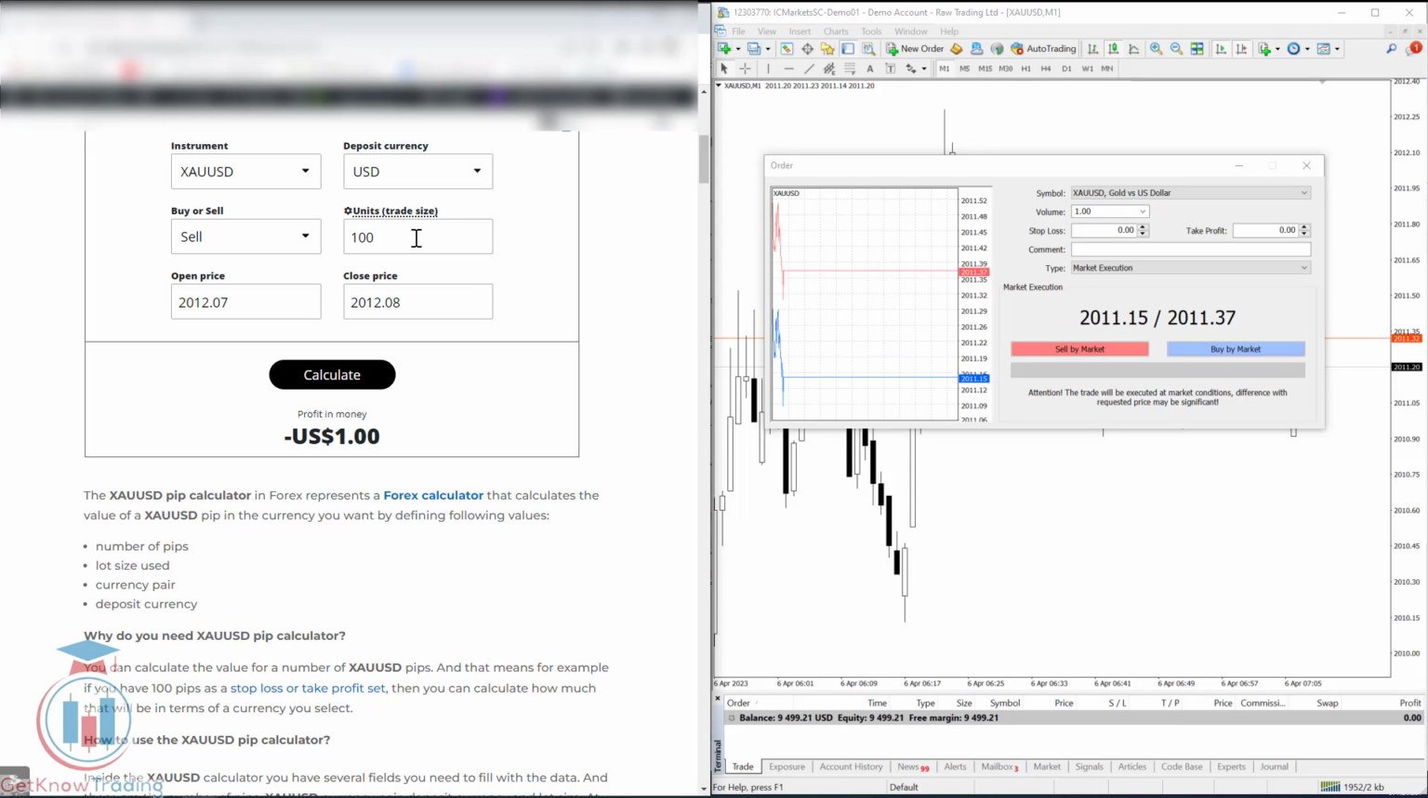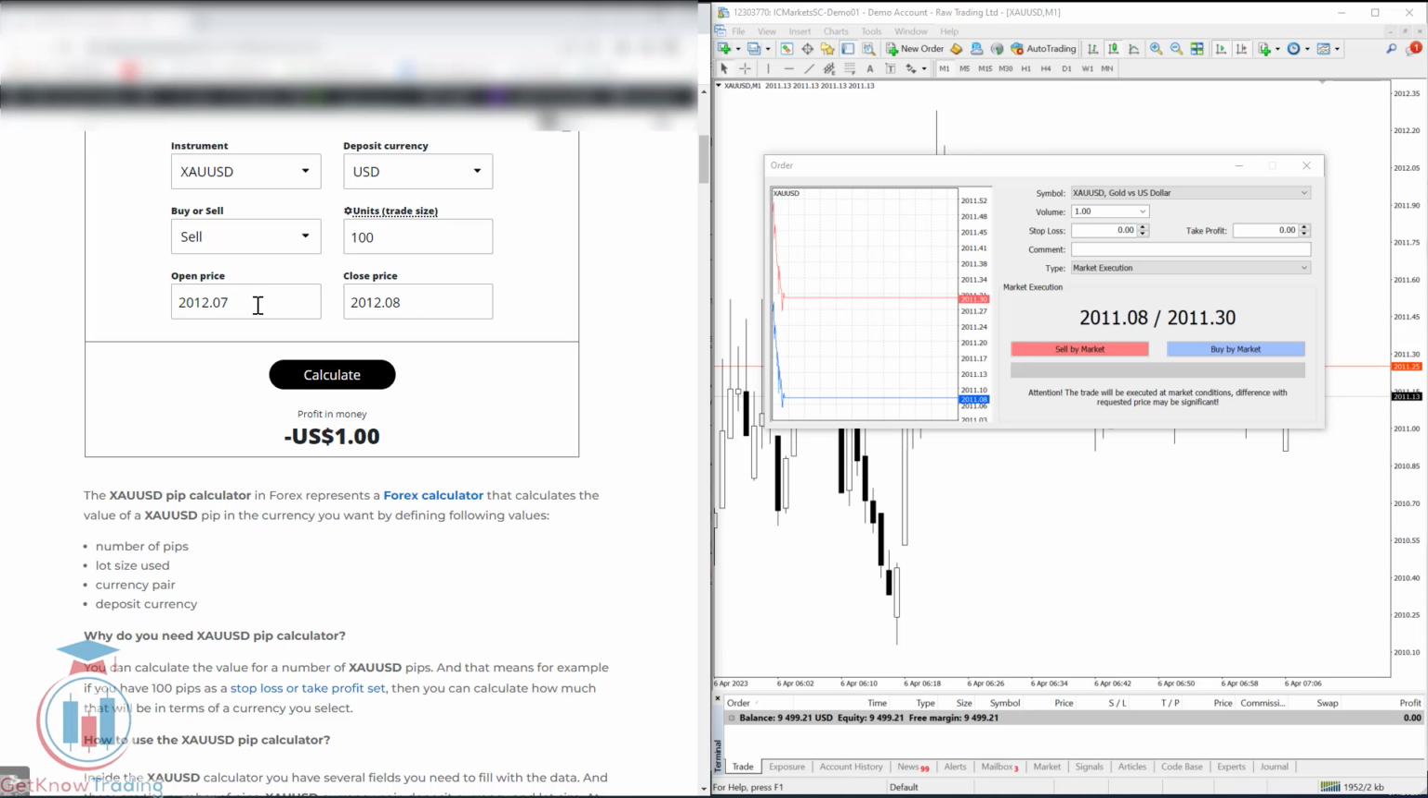For example, here you can change the value of the units based on the broker that you are using. In my case it is IC Markets, so I will leave 100 as the unit for gold against the US dollar. Now you can put here the difference between the open price and close price. If you have a sell order or buy order, you define here the open and the close price. In the case of a sell, for example, let's say we put here 2012.07, and it goes to 2012.08. So the difference is 1 pip. When you click calculate, you will get the value of $1.